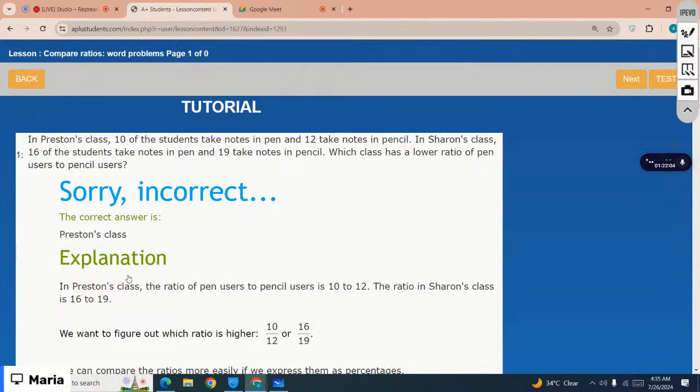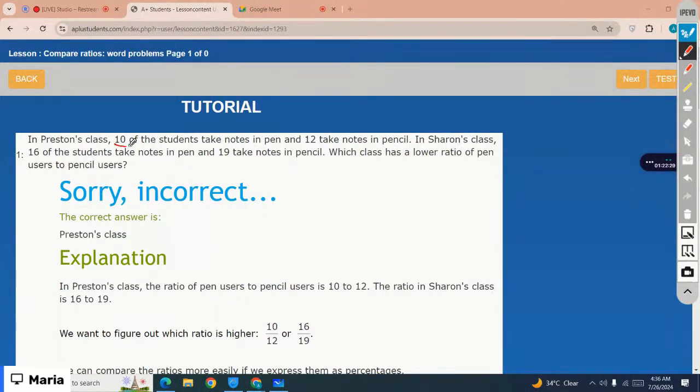Okay. In Preston's class, 10 of the students take notes in pen and 12 students take notes in pencil. In Sharon's class, 16 of the students take notes in pen and 19 take notes in pencil. Which class has lower ratio of pen users to pencil users, right? Okay, so let's just write them down in the ratios form first, right? You have in Preston's class 10 to 12, that is 10 over 12. Then you have 16 to 19, so that is 16 over 19.